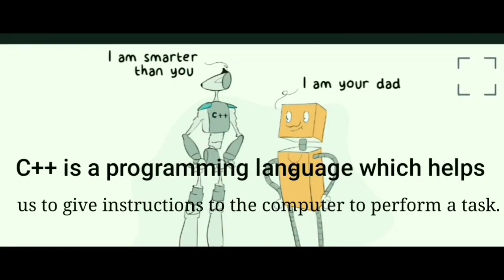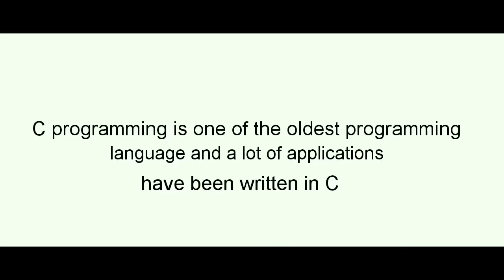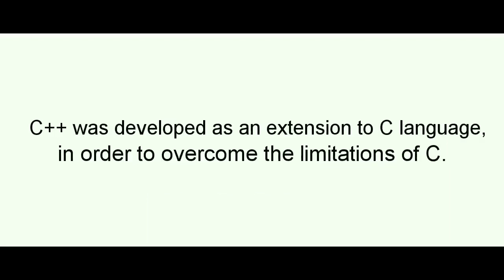C++ is a programming language which helps us to give instructions to the computer to perform a task. C programming is one of the oldest programming languages and a lot of applications have been written in C. C++ was developed as an extension to C language, in order to overcome the limitations of C.